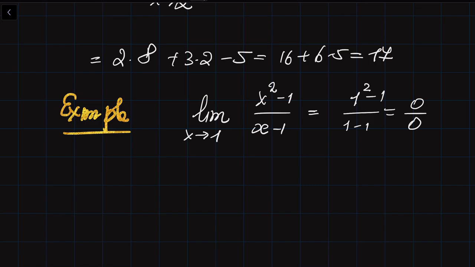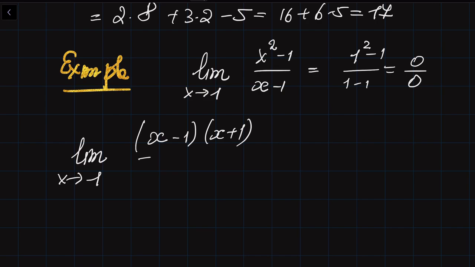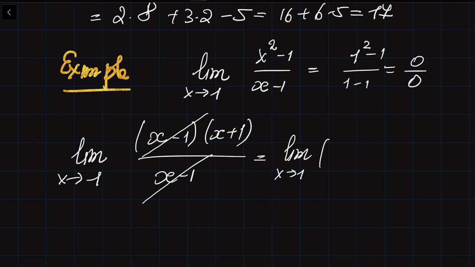So what we can do is simplify this. Instead of just directly substituting x equal to 1, we can simplify this expression first of all. I can write x² − 1 as (x − 1)(x + 1) divided by (x − 1), right? Then we can cancel out these two things. Then what we are going to have is the limit as x goes to 1 of x + 1, which is going to be equal to 2. And that's the true limit.